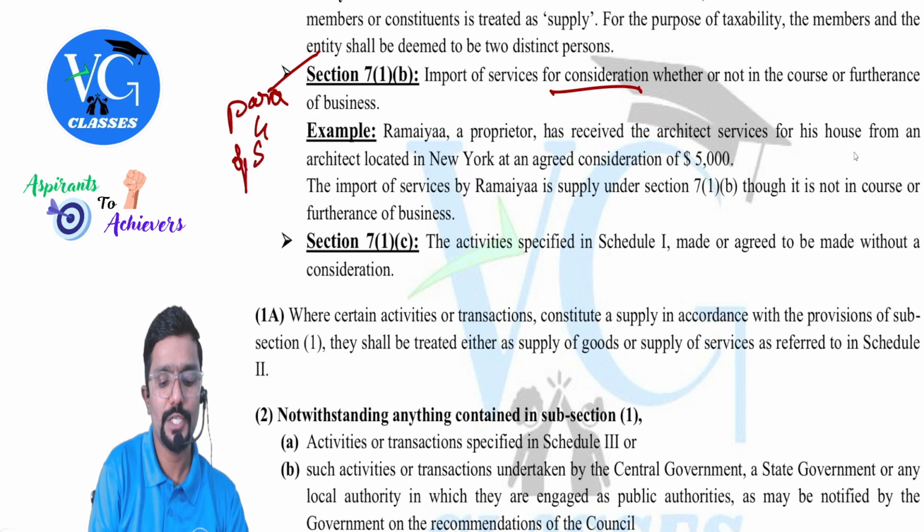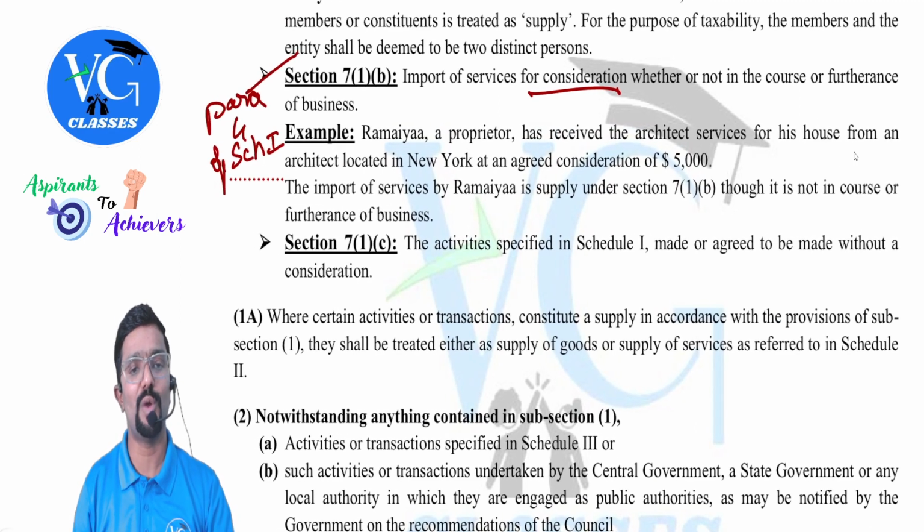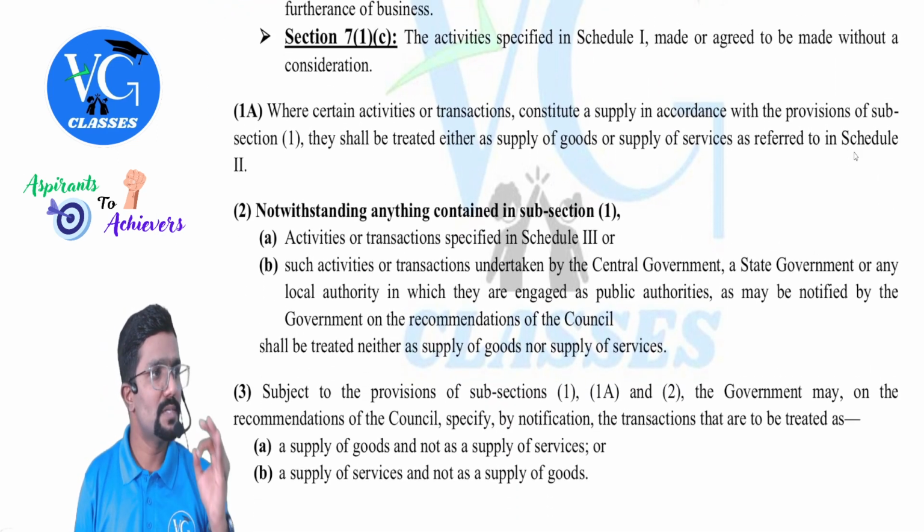Para 4 of Schedule 1. We have not yet covered it. We will cover it. But when you are studying next time, you can study it together. I will also give one chart for this, connecting both para 4 as well as 7(1)(b), guys. Okay, sir. Next, 7(1)(c), the important one.